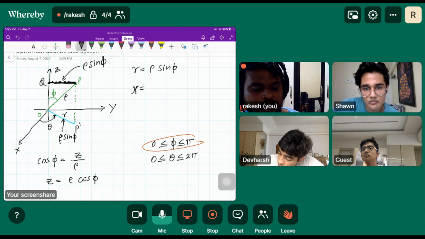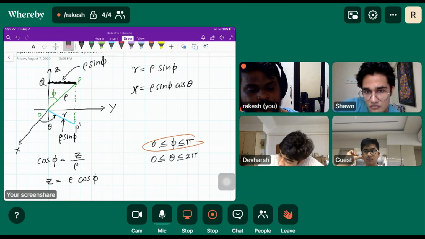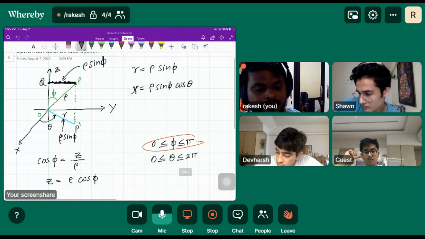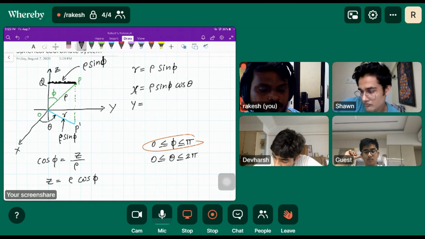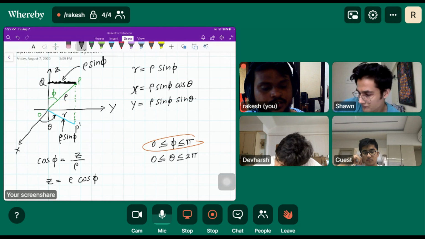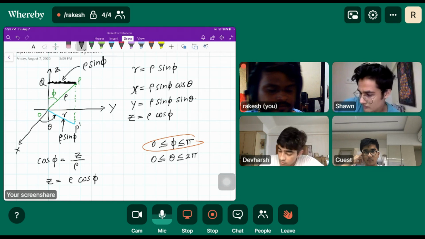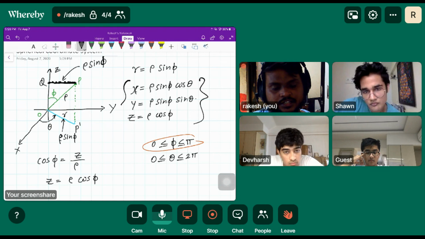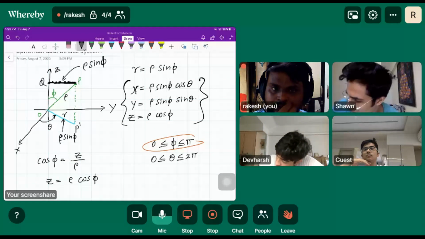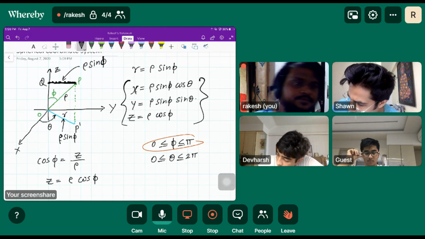So x is rho sine phi cos theta. And what is y? y is equal to r sine theta, so rho sine phi sine theta. And what is z? z is rho cos phi, that we already found here. So these are the spherical coordinates: x is equal to rho sine phi cos theta, y is rho sine phi sine theta, z is equal to rho cos phi. Did you understand this?